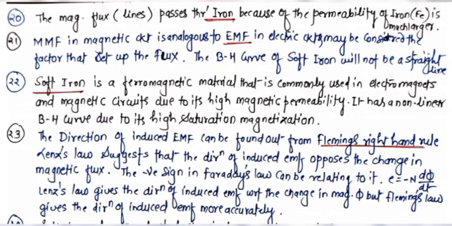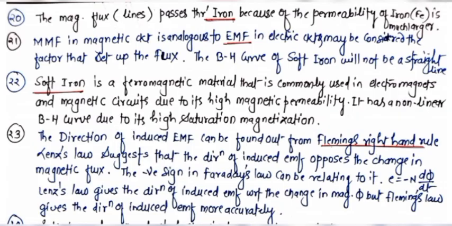MMF of a magnetic circuit is analogous to EMF in an electric circuit and may be considered the factor that sets up the flux. The BH curve of soft iron will not be a straight line. Soft iron is a ferromagnetic material that is commonly used in electromagnets and magnetic circuits due to its high magnetic permeability. It has a nonlinear BH curve due to its high saturation magnetization.